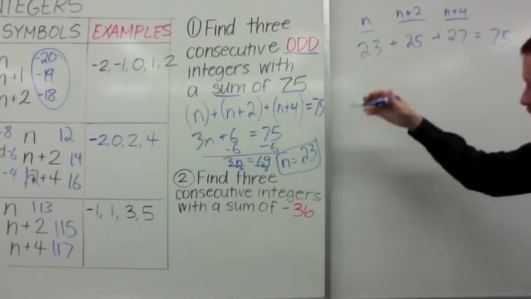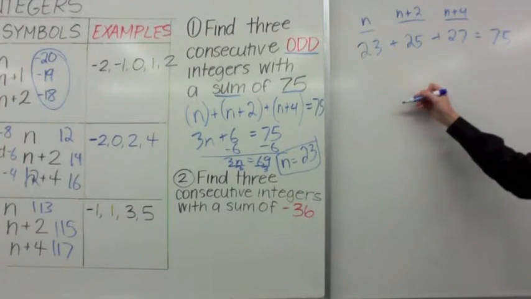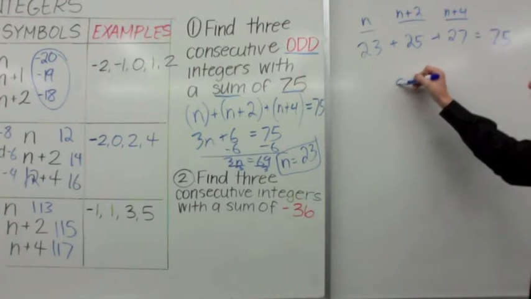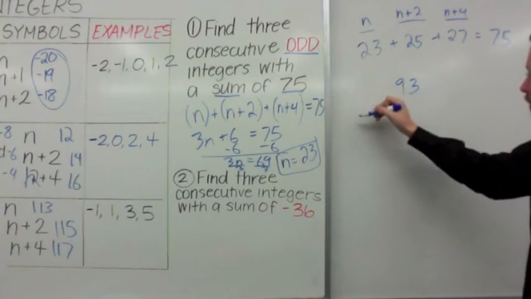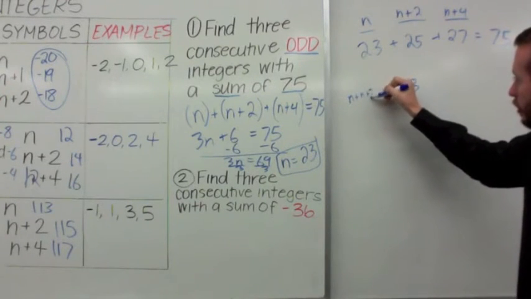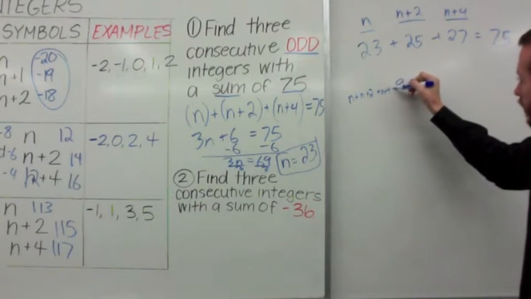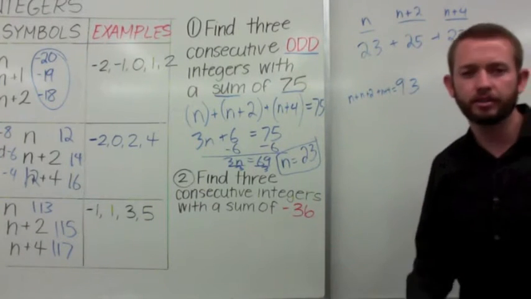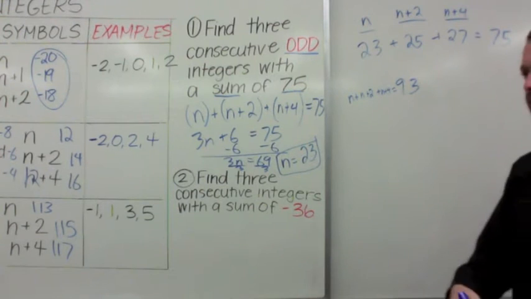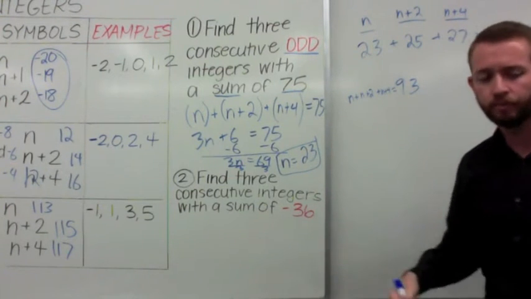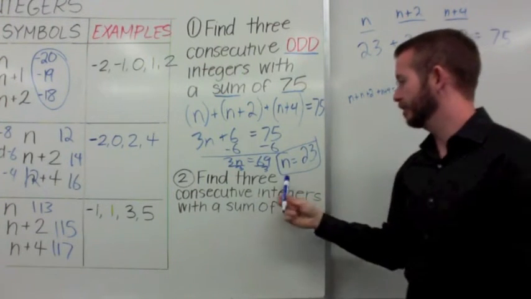If I'd said, what if you picked something larger, something like 93? The sum is 93. Well, you do the same thing. You would just have n plus 2 plus n plus 4 equals 93. And it would work out the same way. It would just be 27, 29, 31 instead. So that's how you find using odds.